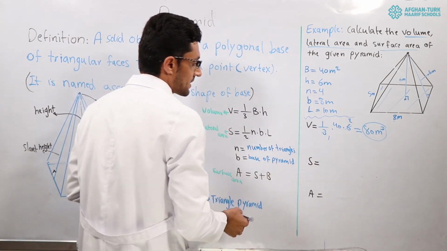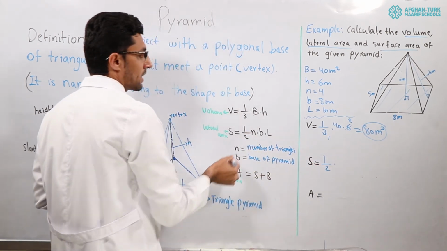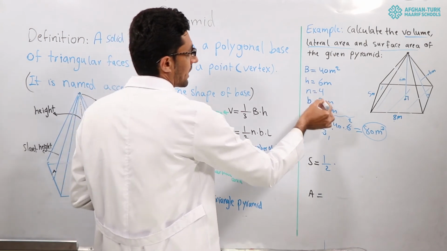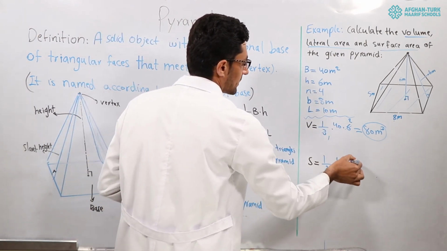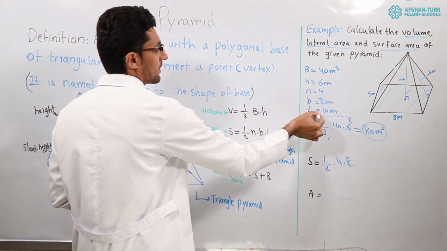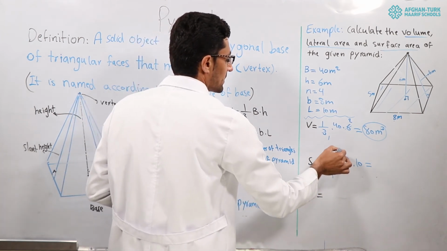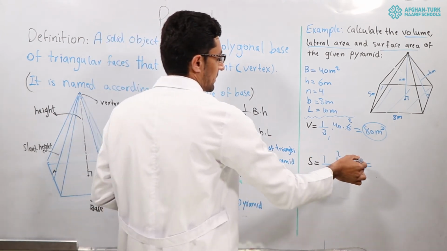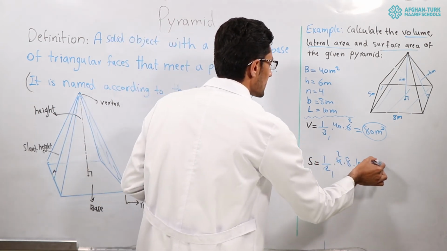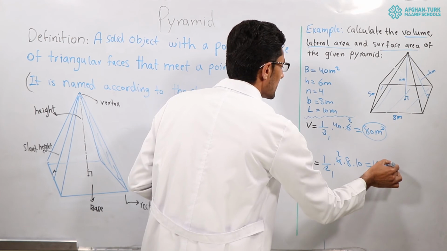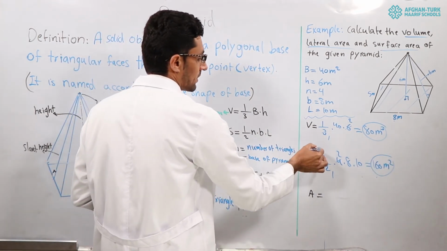And how do we find S? Here we have the formula: 1 over 2 multiplied by n. How much is n? We have 4. How much is b? We have 8. And how much is L? We have 10. So this will be cancelled. 2 multiplied by 10 is 20. 20 multiplied by 8 is 160, but meter square, because of area.